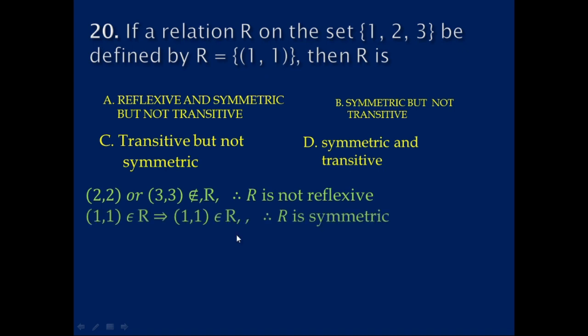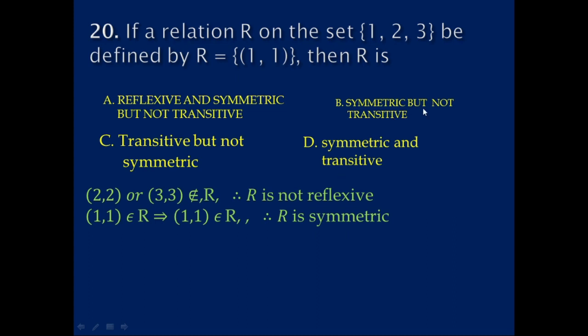The reverse, (1, 1) again, also belongs to the same set R. Therefore, R is symmetric. Therefore, option C is not true. It is either option B or option D.